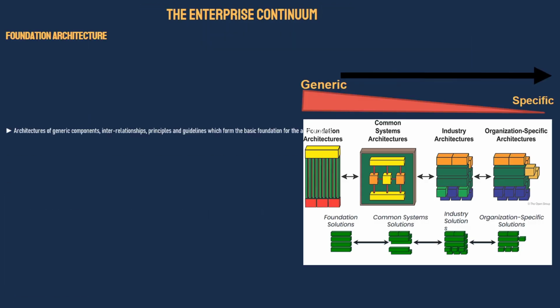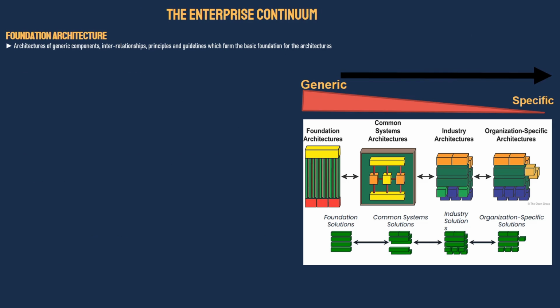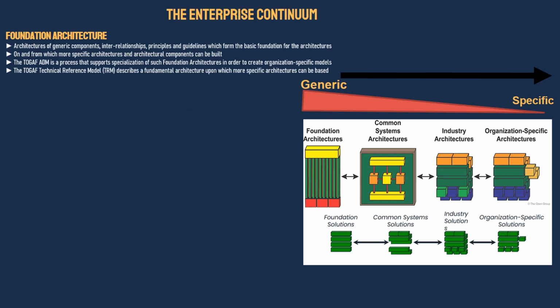Foundation architecture: architecture of generic components, interrelationships, principles, and guidelines, which form the basic foundation for the architecture, on and from which more specific architectures and architecture components can be built. The TOGAF ADM is a process that supports specialization of such foundation architecture in order to create organization-specific models. The TOGAF Technical Reference Model (TRM) describes a fundamental architecture upon which more specific architectures can be based.